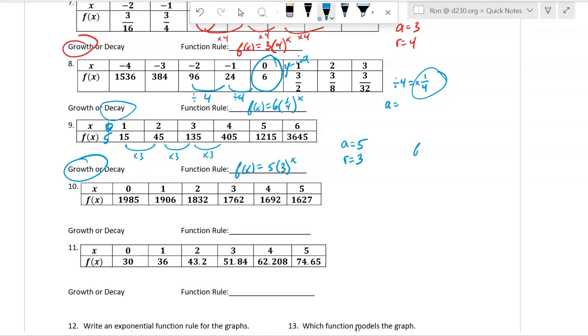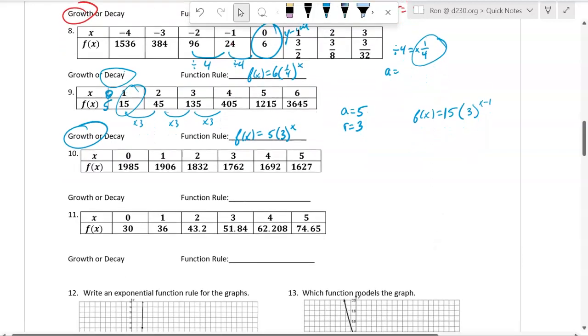Remember, since you're not given the y-intercept, you could also use 15 if you start with this one: 15 times 3 to the x minus 1.